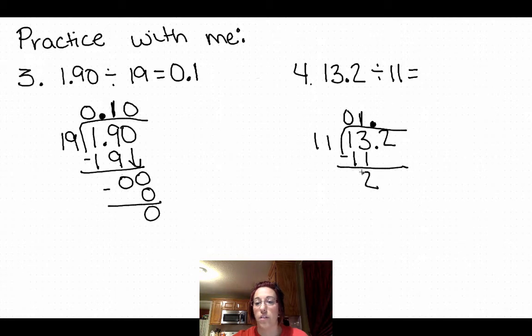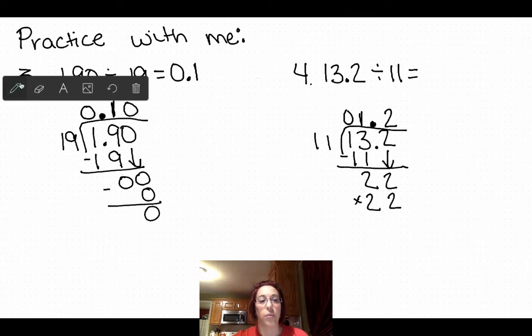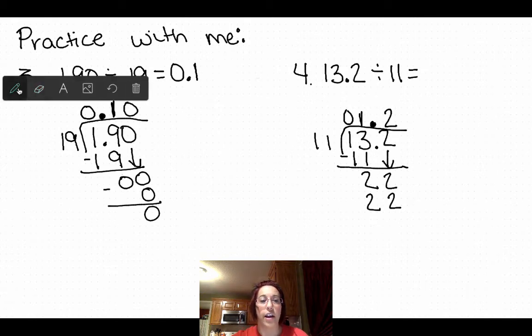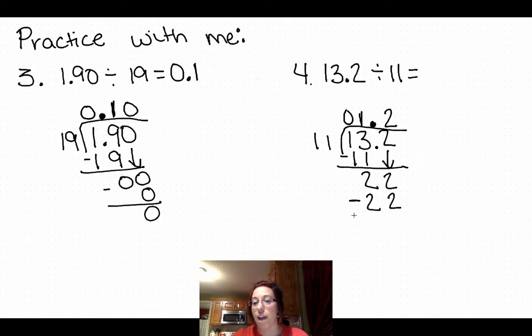3 minus 1 is 2, 0, and bring down. 11 will go into 22 2 times. 2 times 11 is 22. Oh, hold on, we do not want to multiply that. Go ahead and get the right sign in there. We're going to subtract that, and we get 0. So this is 1 and 2/10.